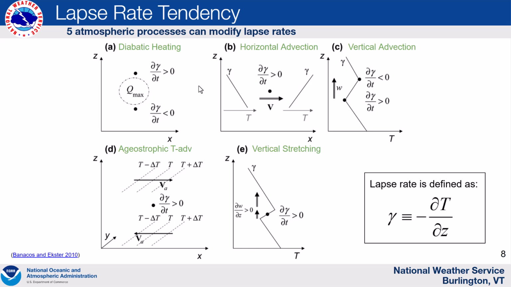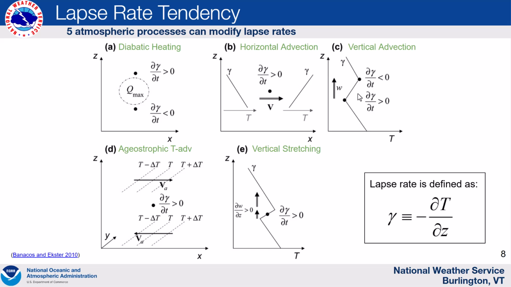Term B is the horizontal advection of lapse rate, which we have already discussed. It turns out that lapse rates can simply advect around in the prevailing flow and yield local lapse rate changes at a given location. Term C is the vertical advection of lapse rate, which is analogous to term B.